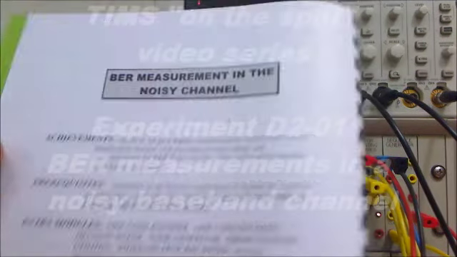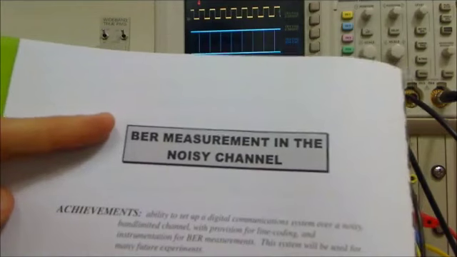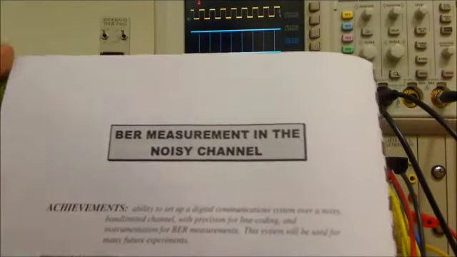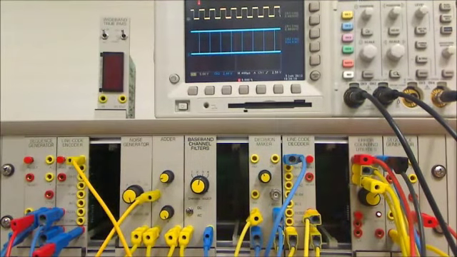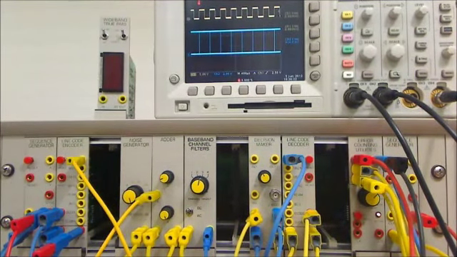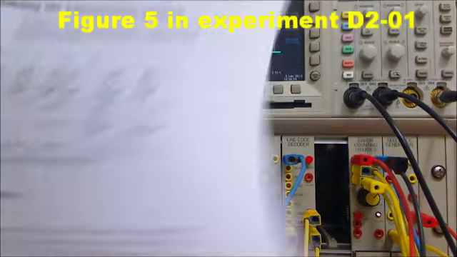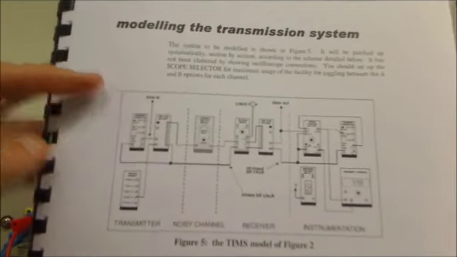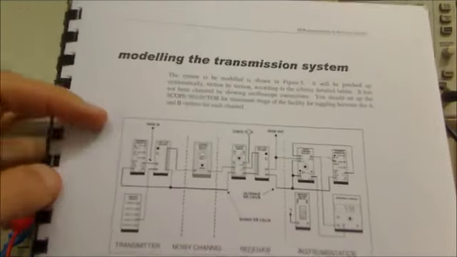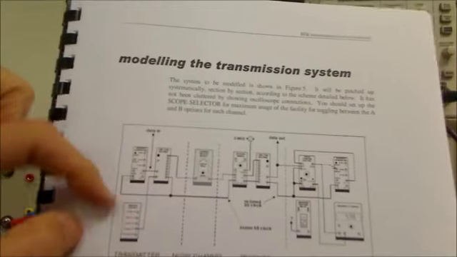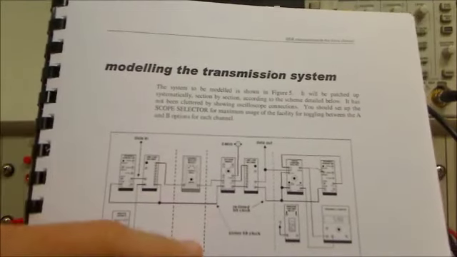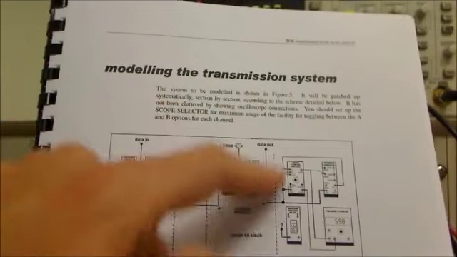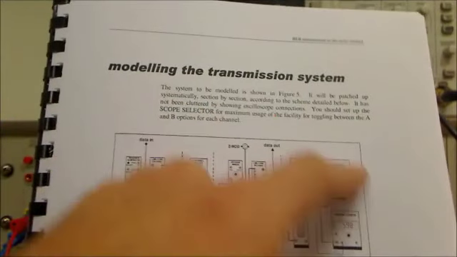Hello, in this video we are going to be doing the experiment BER measurement in the noisy channel, which comes from the D2 TIMS manual. Please turn to figure 5 in the manual, which is the block diagram for modeling the transmission system. We start with the baseband transmitter, the noisy channel model, the baseband receiver, and then finally bit error rate instrumentation.